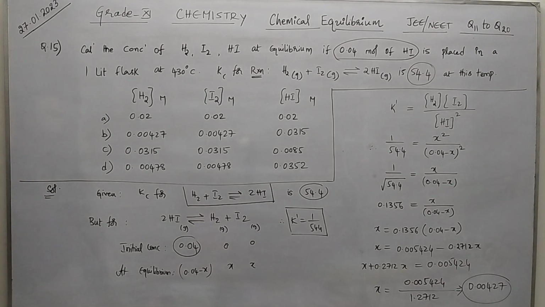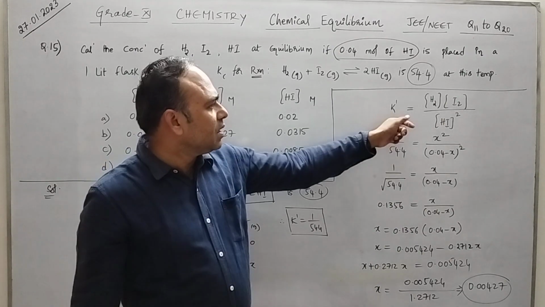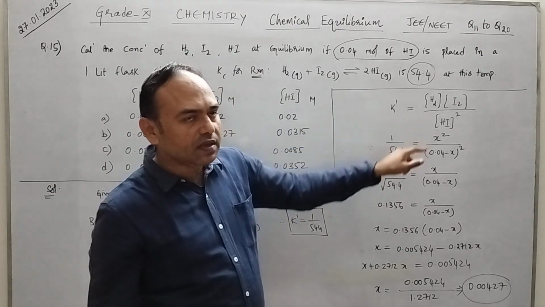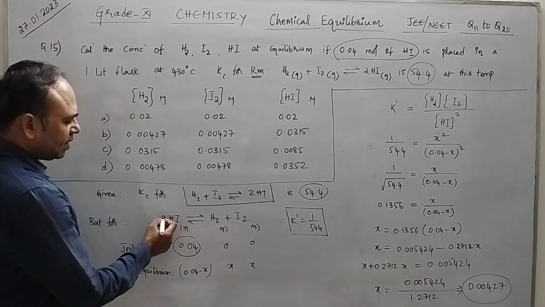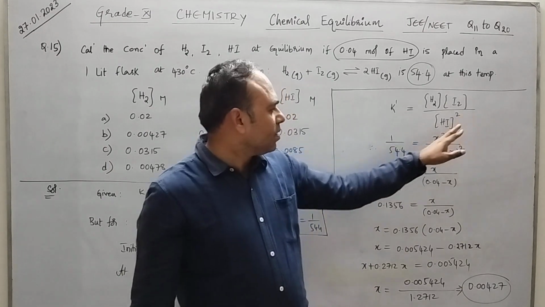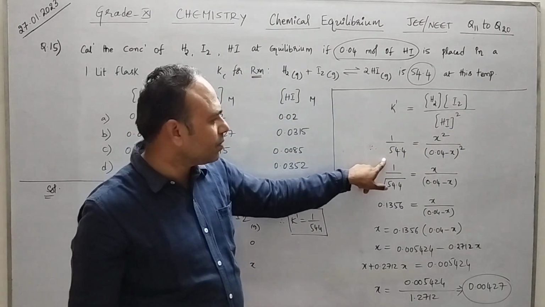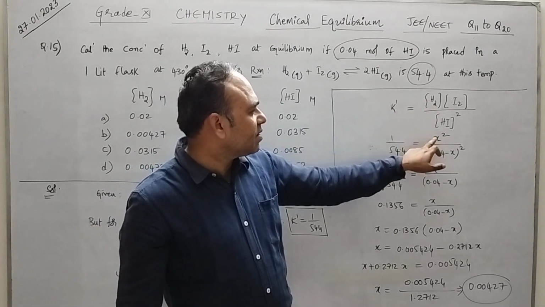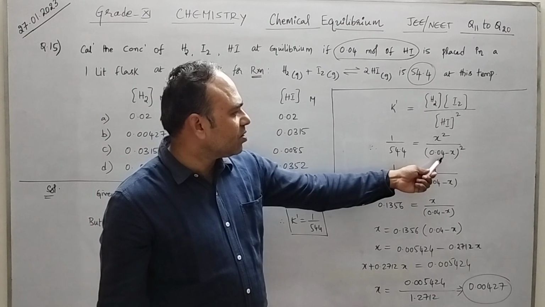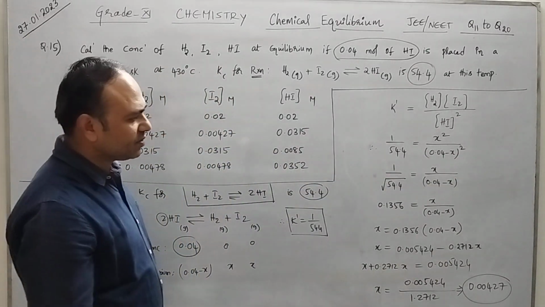Next, apply the equilibrium constant formula. Nothing but the concentration of the products divided by the concentration of the reactants. You know that the coefficient here is 2, hence it is HI square. Substitute the values here, K dash is 1 by 54.4 and the value of this is X. So X into X is X square and HI is 0.04 minus X. So we have square here. Hope you have understood this.